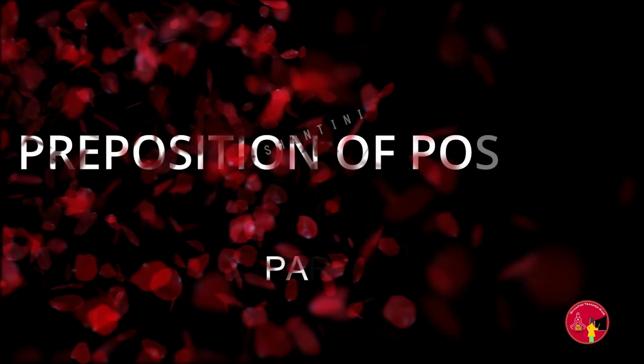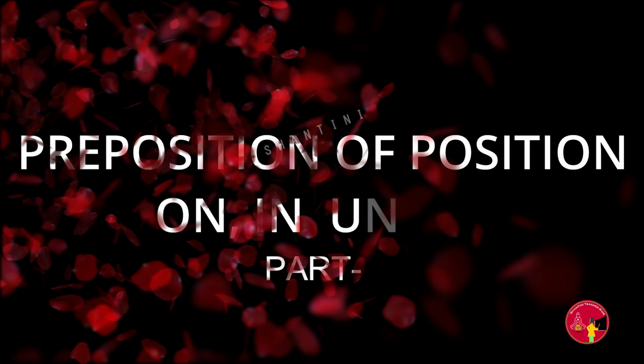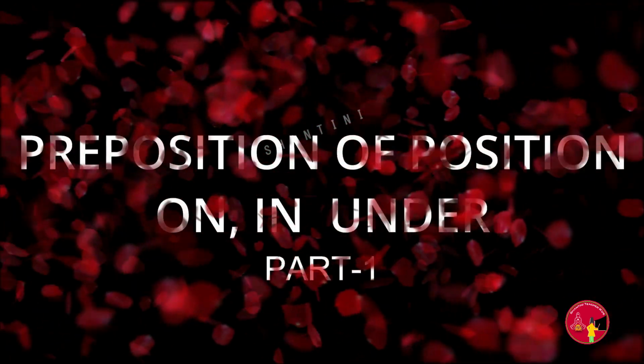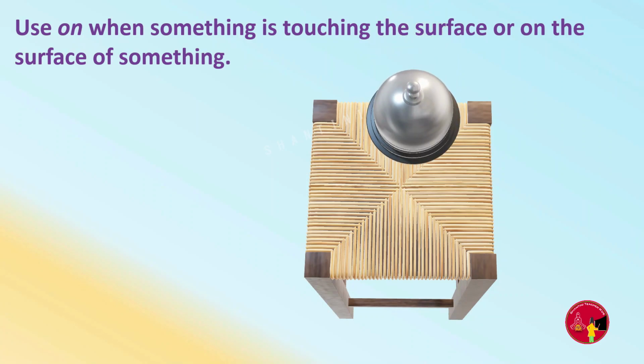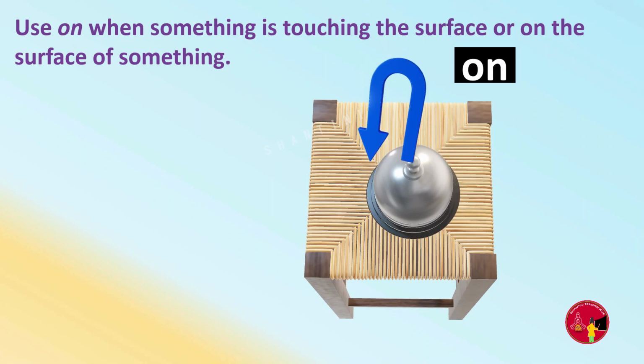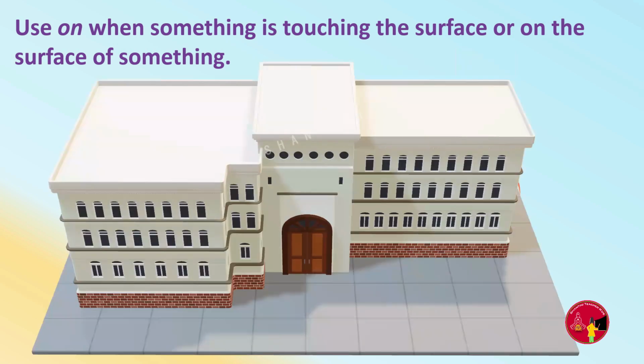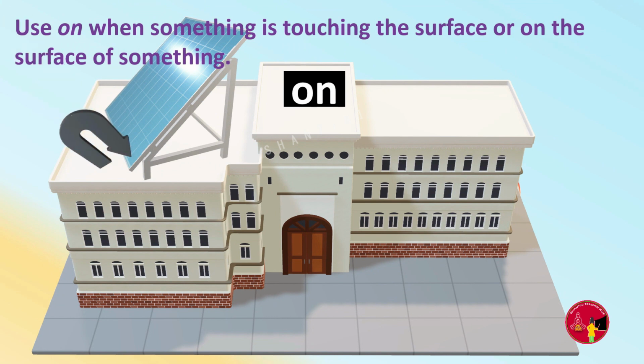Prepositions, Part 1. Preposition of position. On, in, under. On. Use on when something is touching the surface or on the surface of something.